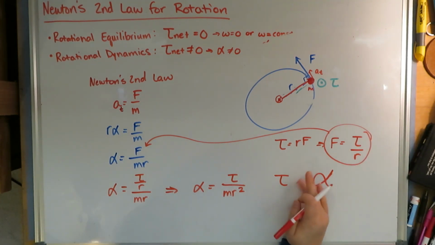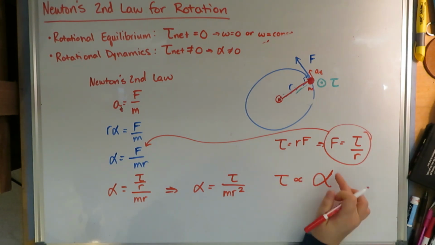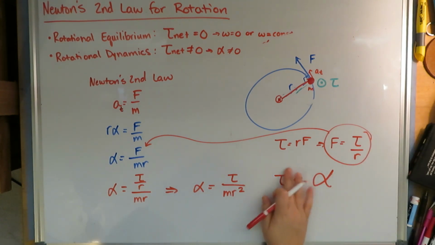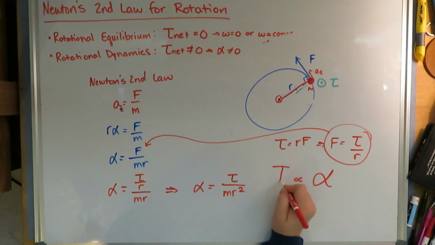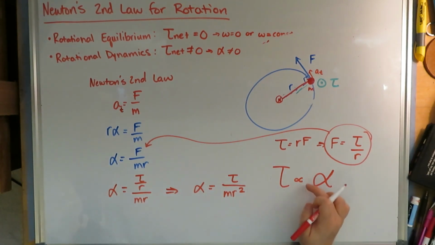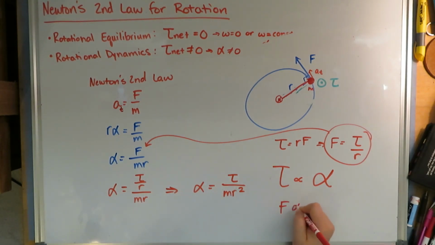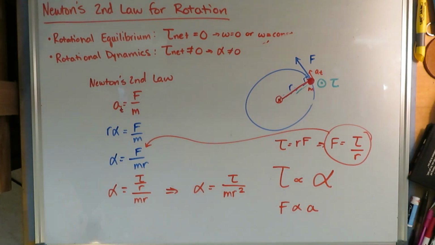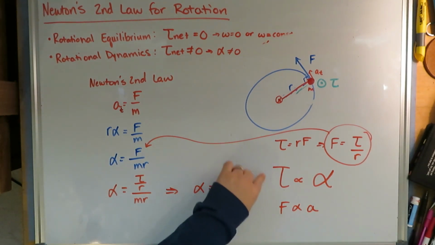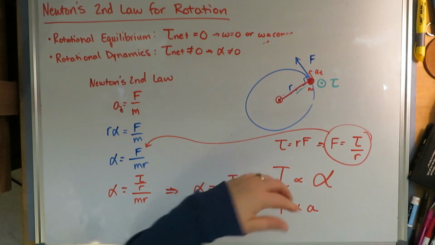So this is the directly proportional to symbol, which technically should look a little more like that. It's kind of like an 8 cut off. And then this is angular acceleration, that's alpha. So torque is directly proportional to my angular acceleration, just like force is proportional to linear acceleration. This is Newton's second law for rotation.